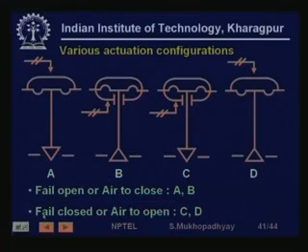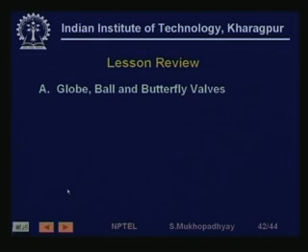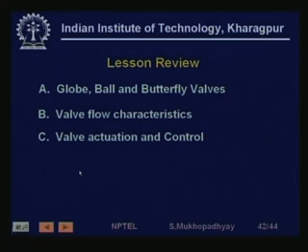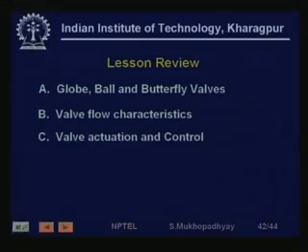So, that brings us to the end of this lecture. So, as a matter of review, we have typically seen globe valve, ball and butterfly valves. We have seen various kinds of valve flow characteristics, both static and dynamic, and we have seen how valves are actuated and controlled. There is one aspect which is treated in books which is called valve sizing, that is, for a given application determining the size of the valve. We are not talking about that, because this is essentially a process design exercise and does not concern automation and control.